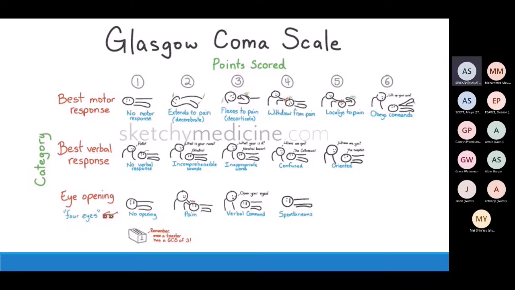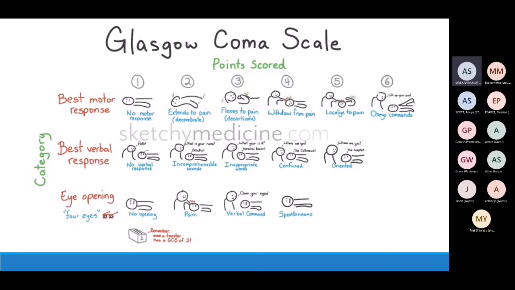Then looking at your verbal response, if they're able to talk to you, they're completely orientated, they score maximum 5 points. If they're a bit confused, but they're actually verbalizing, then that's 4. If they're not making any sense, they're just making inappropriate words, or they're not forming full sentences, that's 3. Just plain sounds is 2 points, and then no response is 1.